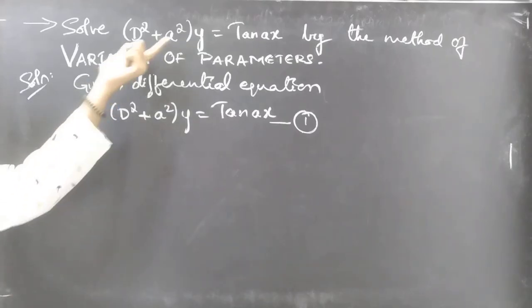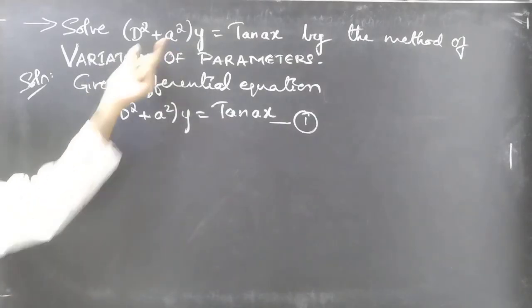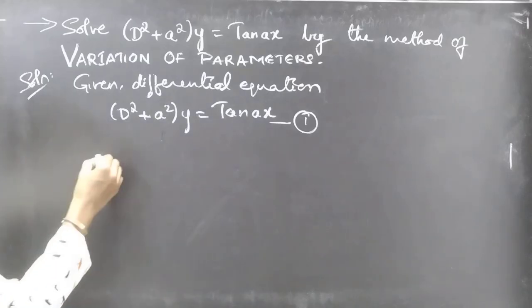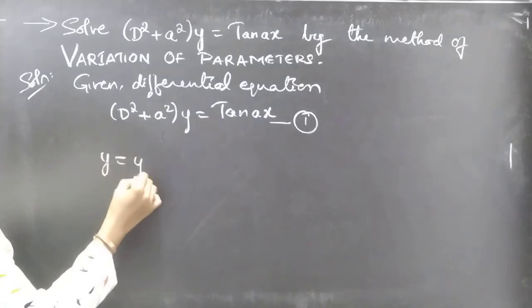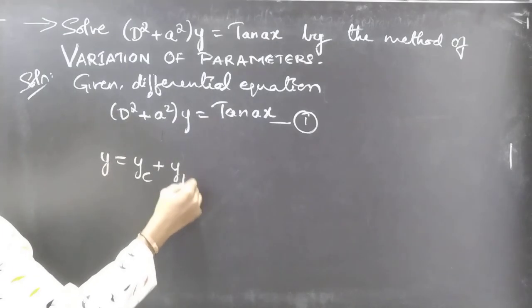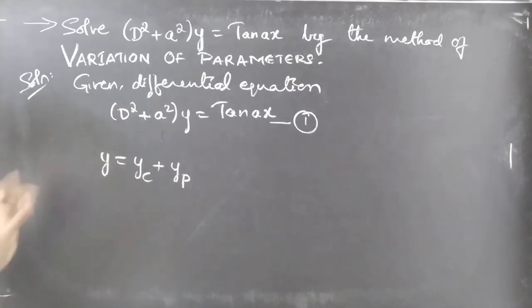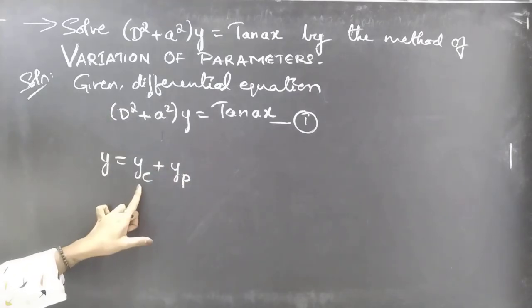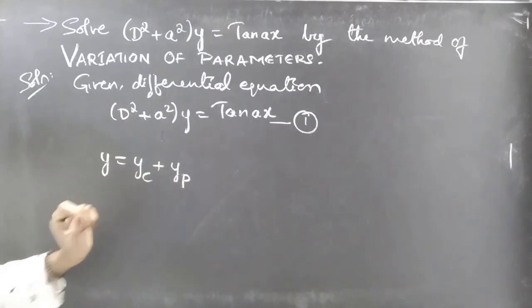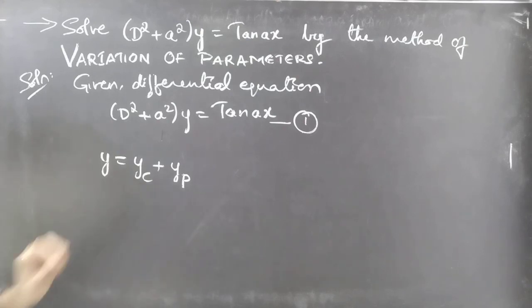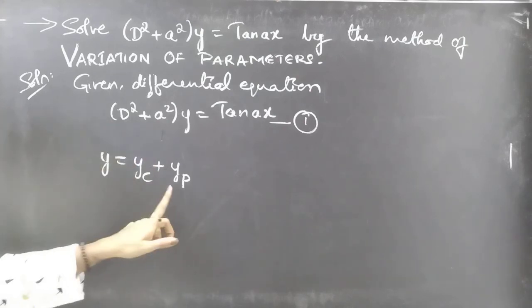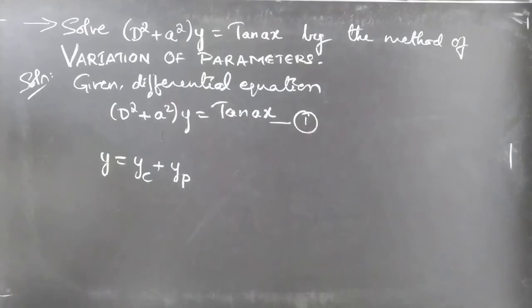Now we need to find the general solution of the given differential equation. So y = yc + yp will be the general solution of the given differential equation. Now we need to find yc and yp. We will find yc using the auxiliary equation of this equation and we will find yp later, right?